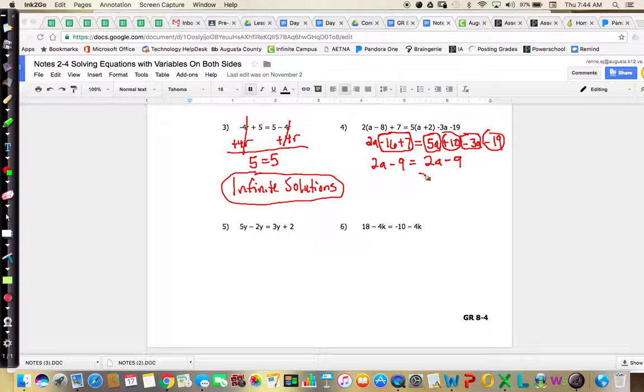But let me just go one step further in case sometimes you get to this point and you don't notice that. So 2a minus 2a cancels. Minus 9 is negative 9. So negative 9 equals minus 9, which is also negative 9. And we notice they're both equal, so it's infinite solutions.